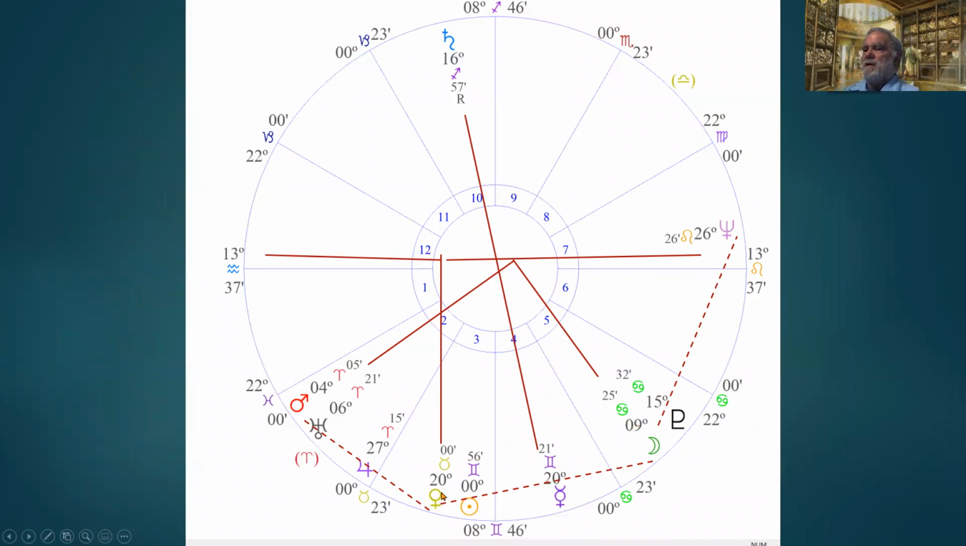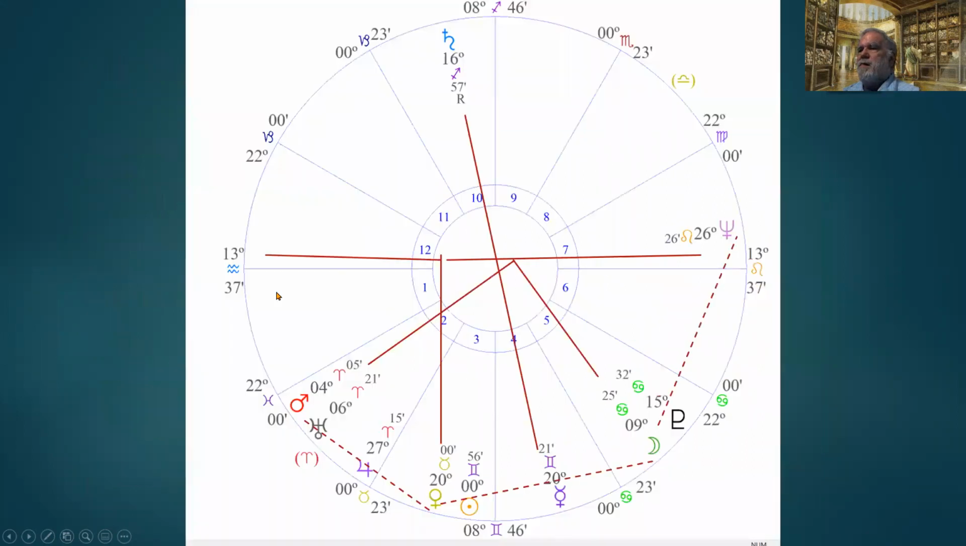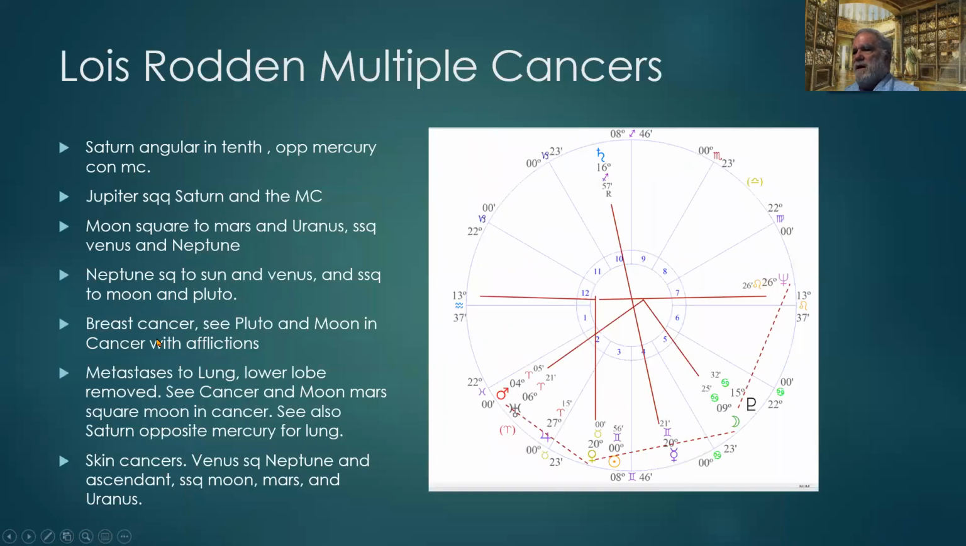And then the Neptune is square to Sun and Venus, and is semi-square to Pluto. So that's our constants. So they're prominent. Each of them is prominent and discordant with a good bit of discord.